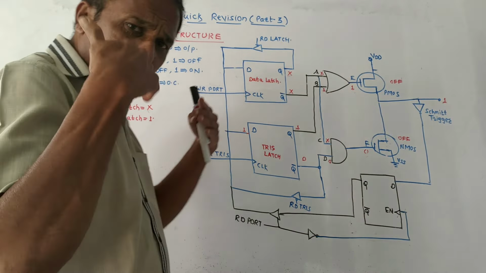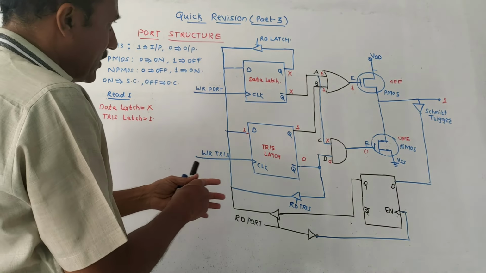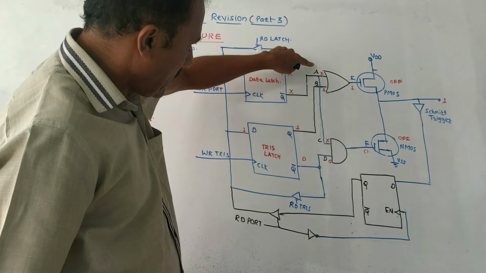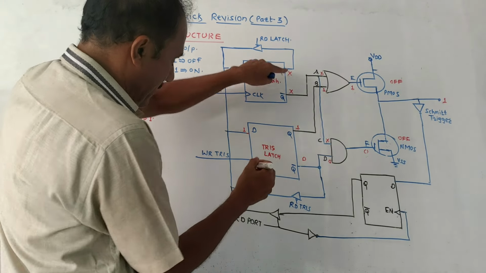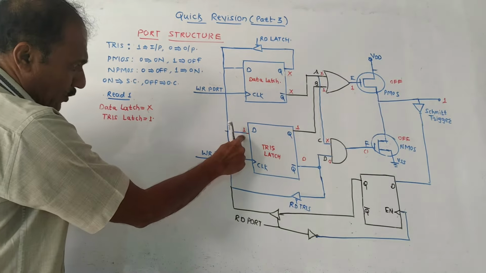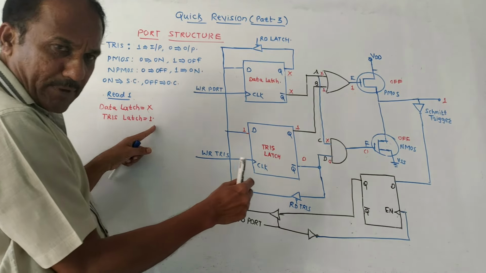Data latch, we don't want to write anything. So the data latch is X, meaning don't care condition, and I have written X here. Since Q is X, Q bar is also X. Look at the values of Q and Q bar. It is XX, that is don't care condition. This value is for the TRIS latch. For the TRIS latch we need to apply bit 1.